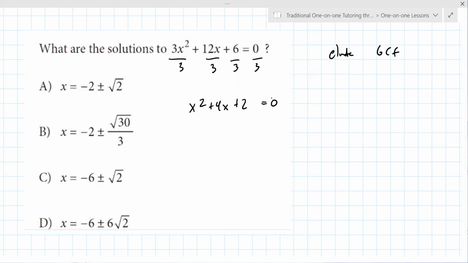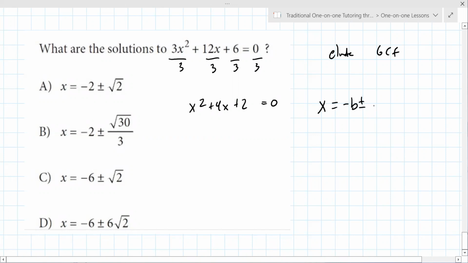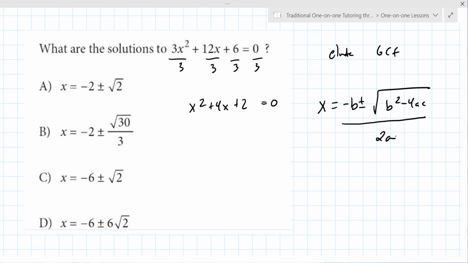Okay. So I'd like you to use the quadratic formula from this part forward. I will write it down here: minus b plus or minus the square root of b squared minus 4ac, all over 2a. And go ahead and take a look at that and see what you come up with, please.